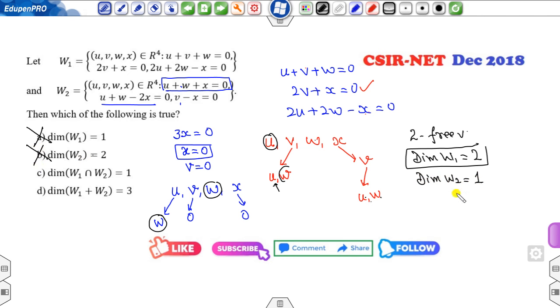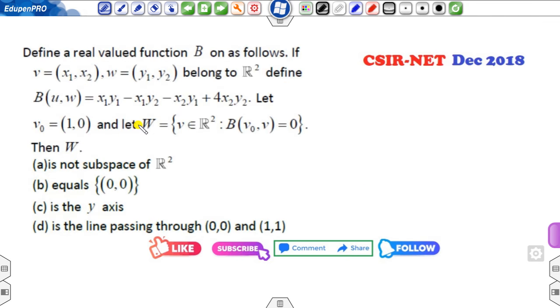Now, is there any intersection? Is there any free variable common? You can see W is common in both the cases. So that means W1 intersection W2 dimension is my 1. Then what is the dimension of the sum? Dimension of the W1 plus dimension of W2 minus dimension of intersection, which is not equal to 3. So the correct option is only C.